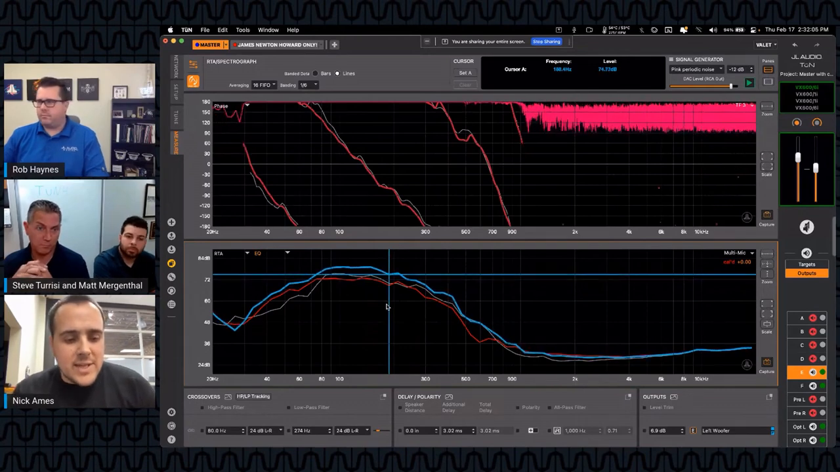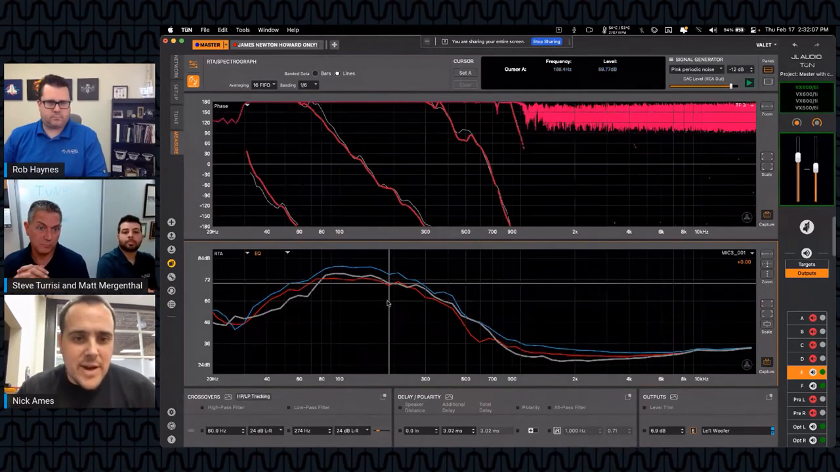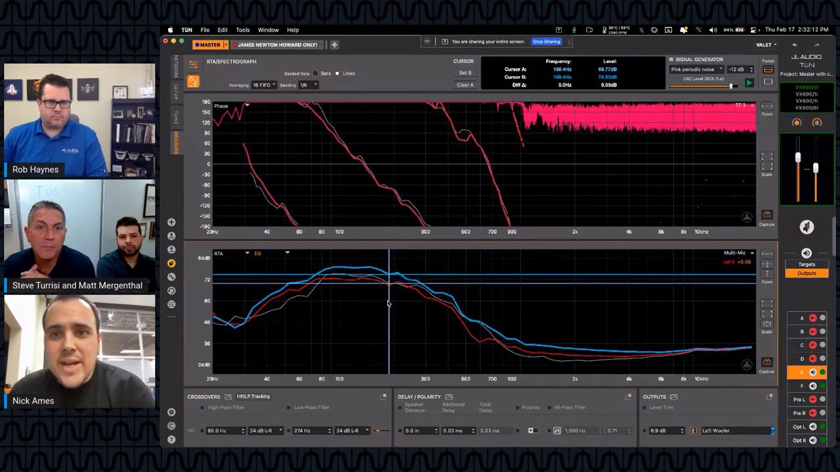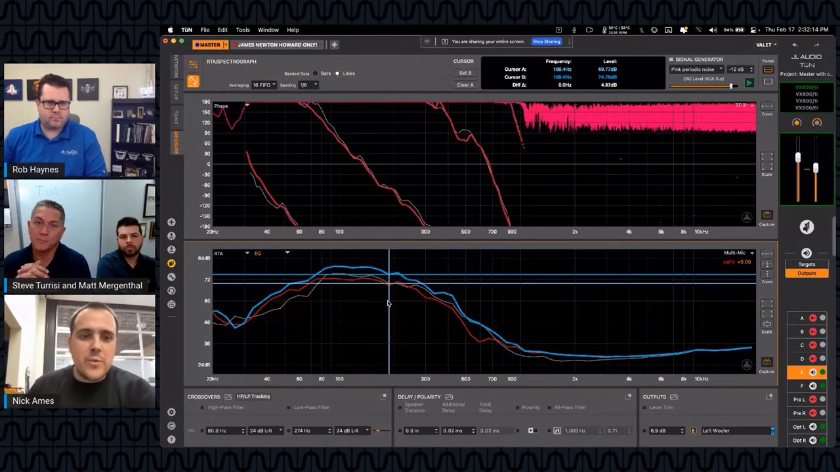So let's see what we actually do have here. Here's a place where red and gray are pretty close together. So 5.1 or so up there, 5.1 dB.